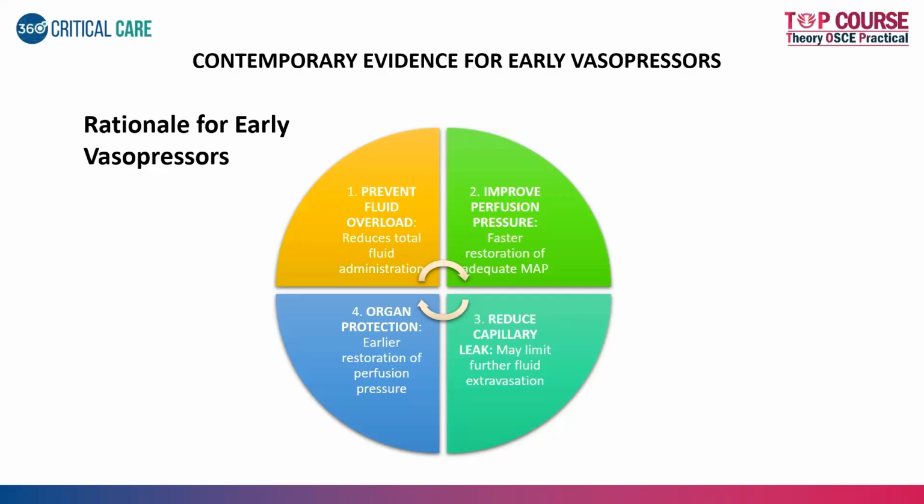So capillary leak, which is usually seen in the early stages of septic shock, would also be reduced by early use of vasopressors. Ultimately, the whole thing is organ protection. So sequestration would be reduced, unnecessary overloading would be prevented, and organ protection would happen. This is the rationale for using early vasopressors in fluid therapy in sepsis.